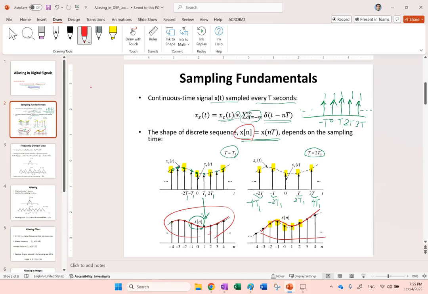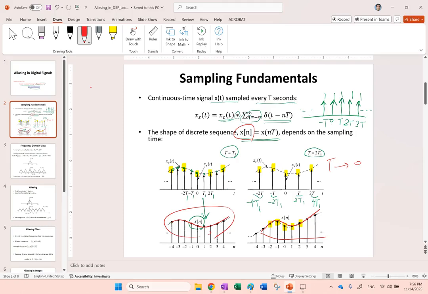Ideally, if we can sample at a very, very small number close to zero, when this T goes to zero, then my discrete-time signal is very similar to my continuous signal, but that is not possible.